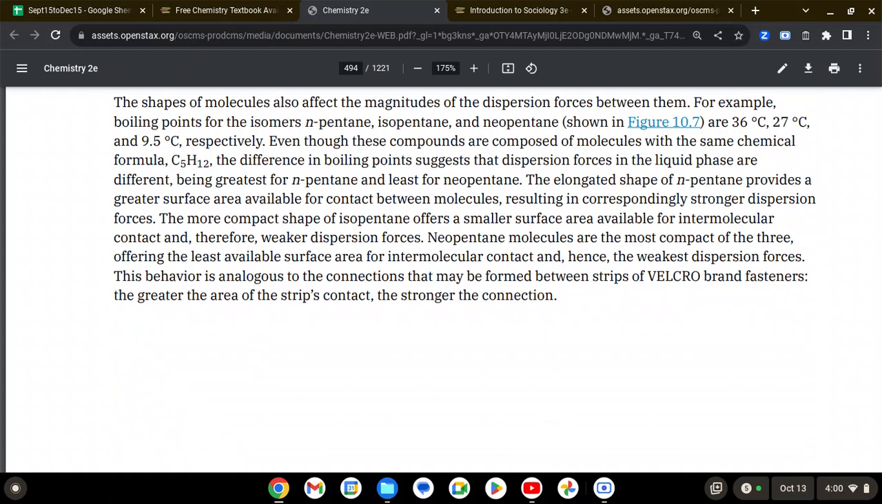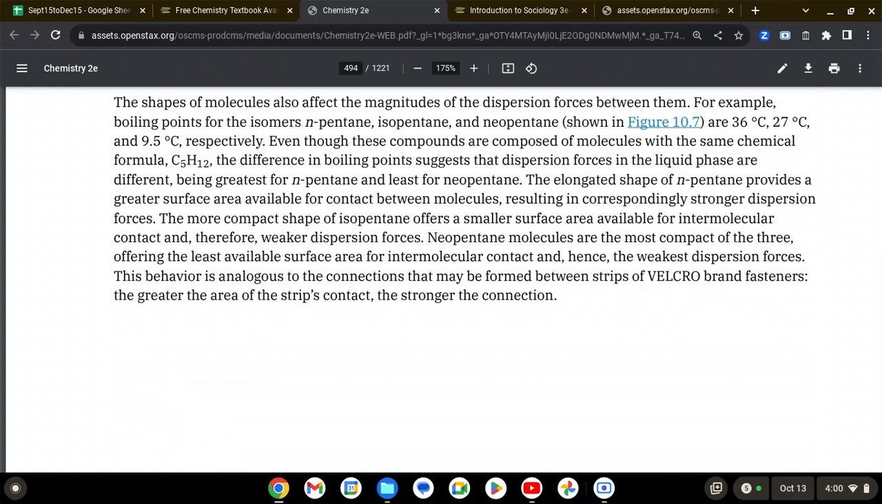For example, boiling points for the isomers n-pentane, isopentane, and neopentane are 36 degrees, 27 degrees, and 9.5 degrees respectively. Even though these compounds are composed of molecules with the same chemical formula, C5H12, the difference in boiling point suggests that dispersion forces in the liquid phases are different, being greatest for n-pentane and least for neopentane.